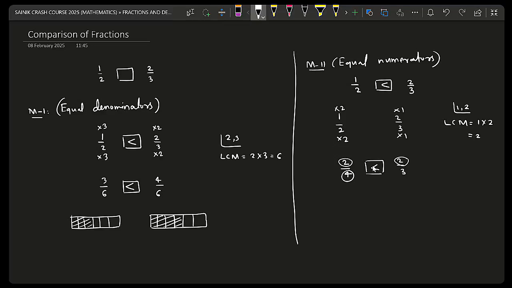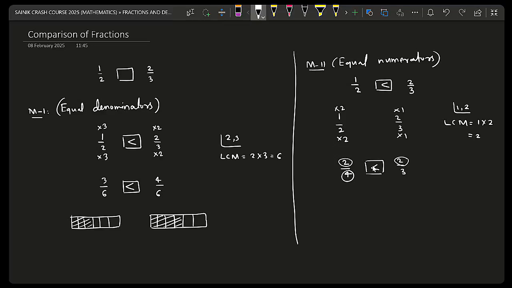What did you understand, Jashvi, in method 1? In method 1, if equal denominators are there, everything is as it is. Greater the numerator, greater the value. Lesser the numerator, lesser the value. But in method 2, when equal numerators are there, everything will be reverse. Greater the denominator, lesser the value. Lesser the denominator, greater the value. Is it clear? Yes, sir.